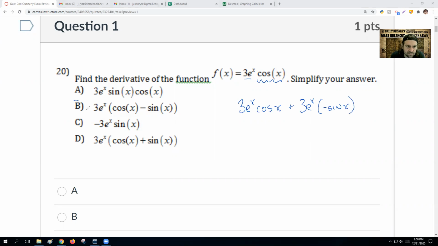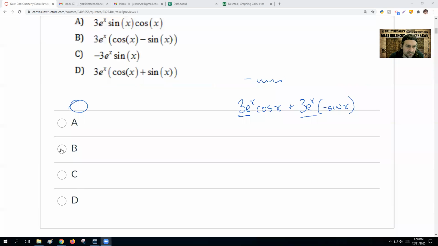All right, so the only answer here would be B, because we could factor out this 3e to the x and we'd have a cosine minus sine. That would be choice B.